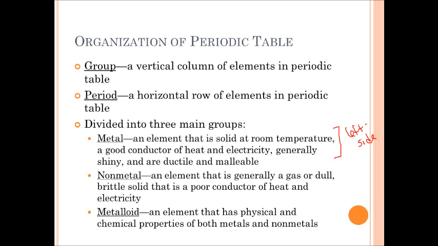Then you have nonmetals, which are basically the opposite. They're generally a gas, or if they are solid, they're dull and brittle, and they're poor conductors of heat and electricity. These guys are typically on the right side of the periodic table. And metalloids are basically in the middle. They have properties of both metals and nonmetals. And on the periodic table, you will often see a long black zigzaggy line, and that is the elements along that line that are considered the metalloids.